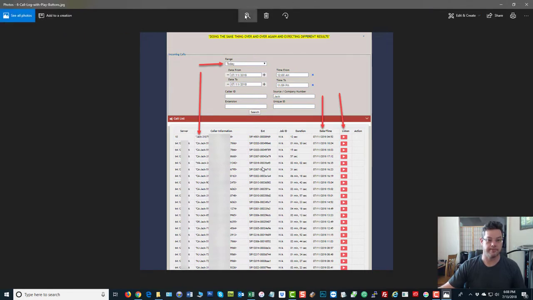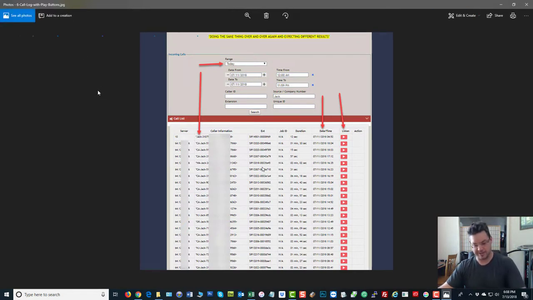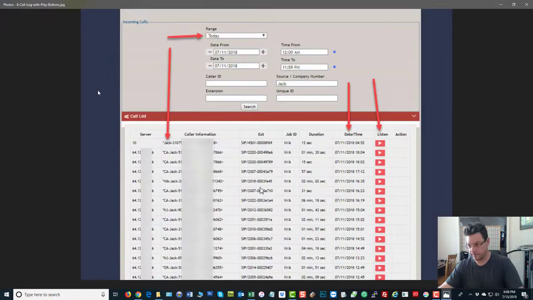Oh, come on. I'm still loading the picture. I don't know why. Give me a second. Let me load the picture.